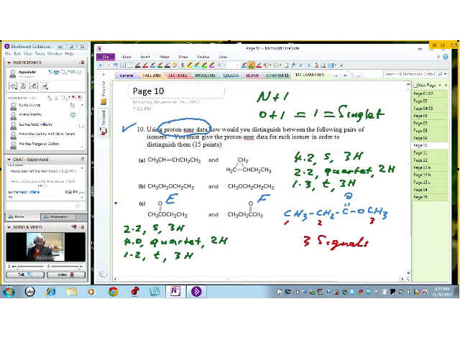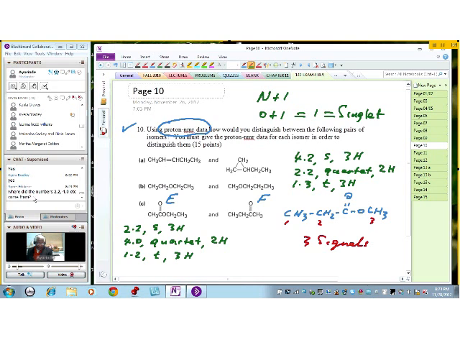The message here is, if you cannot use the simple case of number of signals, then you have to go into greater detail to give the complete set of NMR data in order for you to distinguish between the two molecules.